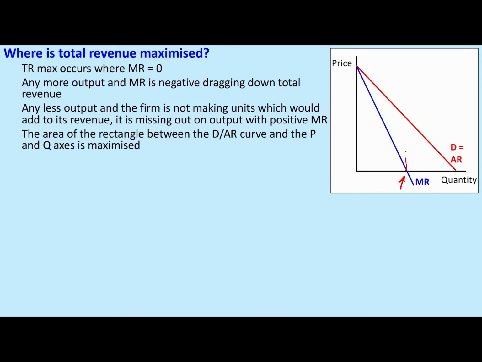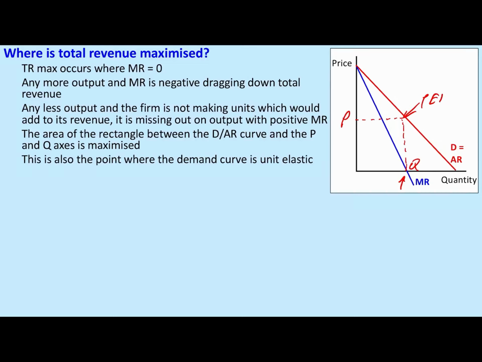The area of the rectangle, sandwiched between the AR curve, the price axis and the quantity axis, is maximised at this point where MR is equal to zero. Any other quantity, the area of that rectangle would not be as big, and that rectangle remember tells us our total revenue. Therefore, if that rectangle is smaller, we're making less total revenue. Furthermore, this point here is also the point where our demand curve is unit elastic. And you can see the PED and the revenue video in our elasticities content to have a look at that concept.